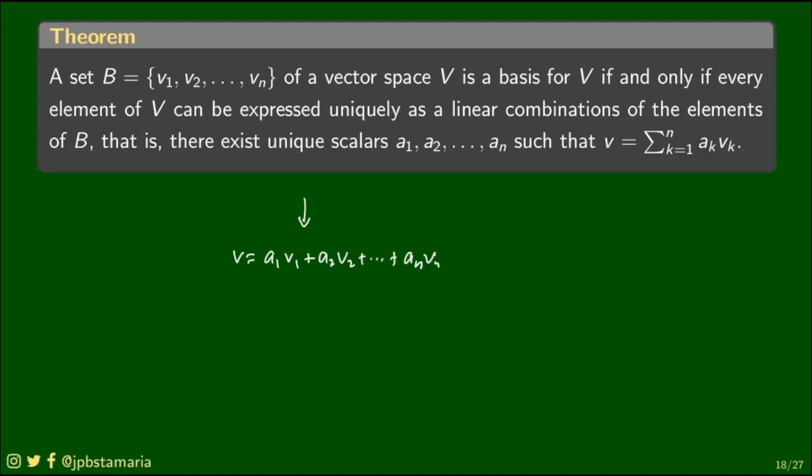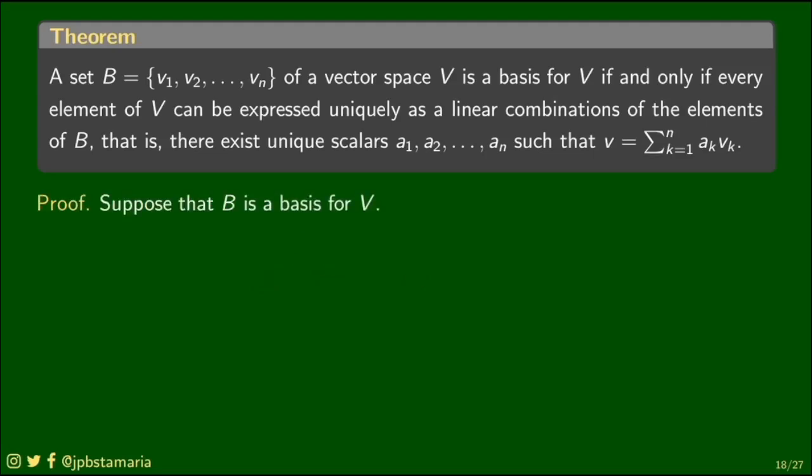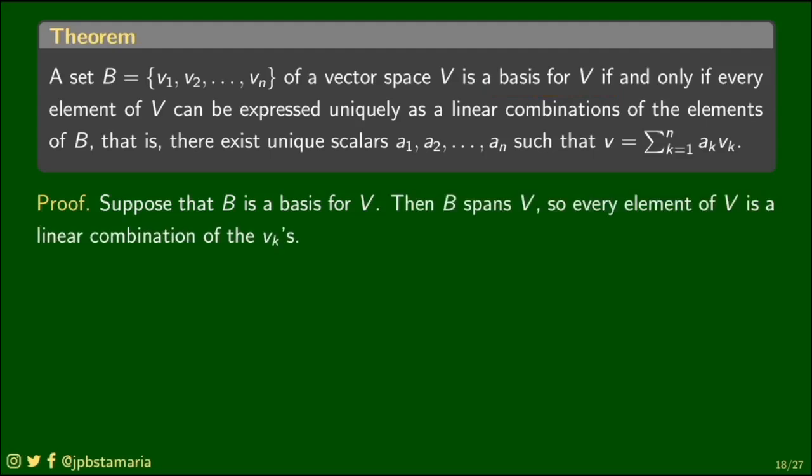Being a spanning set allows us to write v as a combination this way. The independent part guarantees that such a set of scalars is unique. You will see that. For the proof, because this is an if and only if statement, we prove two things. First, we suppose that B is a basis for V. We show that there are unique scalars a1, a2 up to an, so that this is true.